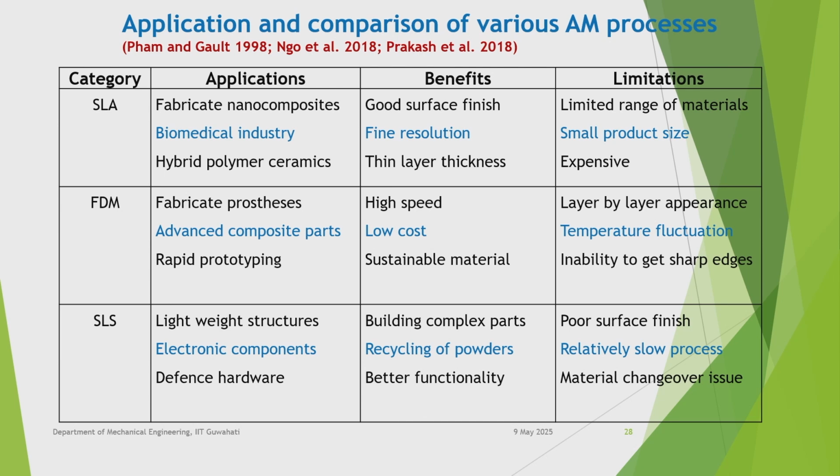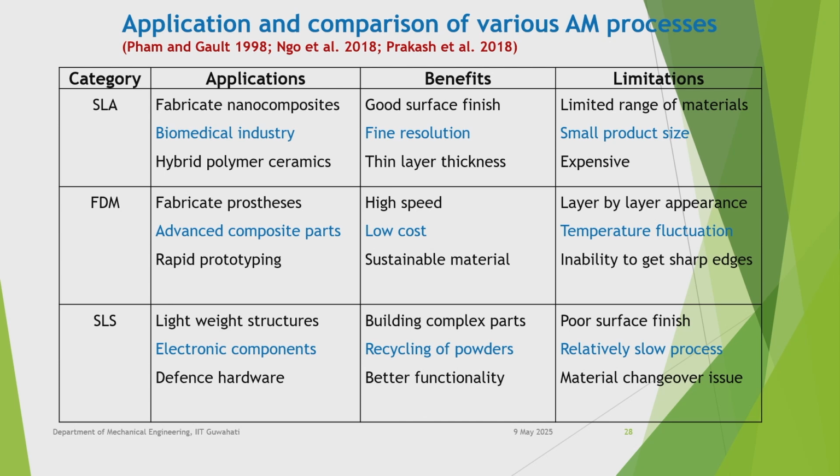The SLA process, which was invented first, can fabricate nano composites and hybrid polymer ceramics, and the biomedical industry uses it. The benefits are good surface finish, fine resolution and thin layer thickness, but the limitation is that a limited range of materials is available, product size is small and it is expensive.